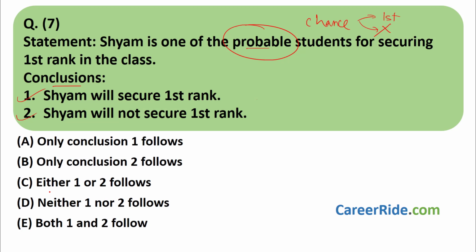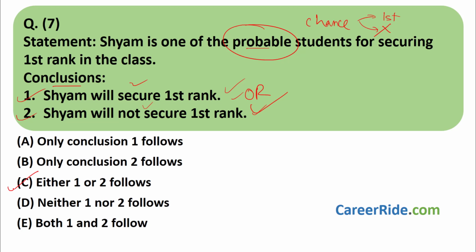We cannot predict that. So answer is C. Either 1 or 2 follows. Any of them follows. See how easy it is. There is no fixed one or second conclusion, or we cannot discard both of them. If we say Sham will not get first rank, this is false, and if we say this is also false, then what remains? Nothing will remain. Either he will get first rank or he will not get first rank. There are only two things. Both have been mentioned. So this will happen or this will happen.